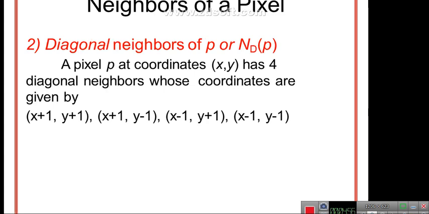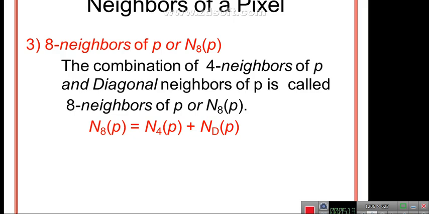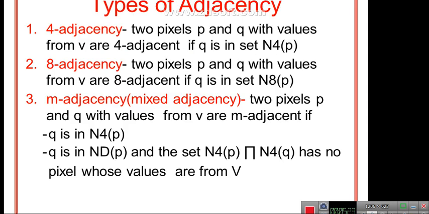The diagonal neighbors of a pixel are the elements diagonally placed around f of x comma y, namely x plus 1 comma y plus 1, x plus 1 comma y minus 1, x minus 1 comma y plus 1, and x minus 1 comma y minus 1. And 8 neighbors of a pixel consist of both the 4 neighbors of the pixel plus the 4 diagonal neighbors of the pixel, so N4 of p plus ND of p.